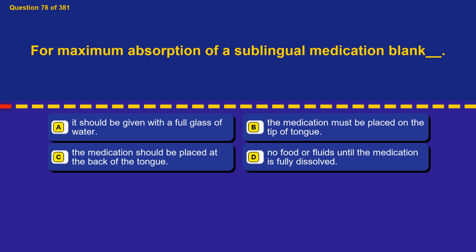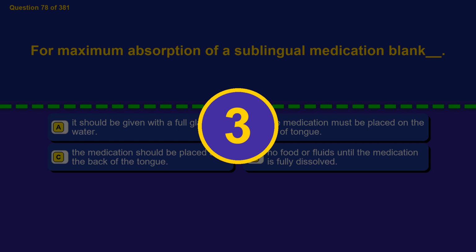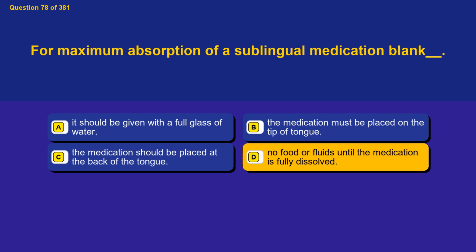Question 78. For maximum absorption of a sublingual medication blank blank, option A, it should be given with a full glass of water. Option B, the medication must be placed on the tip of tongue. Option C, the medication should be placed at the back of the tongue. Option D, no food or fluids until the medication is fully dissolved. The correct answer is option D, no food or fluids until the medication is fully dissolved.